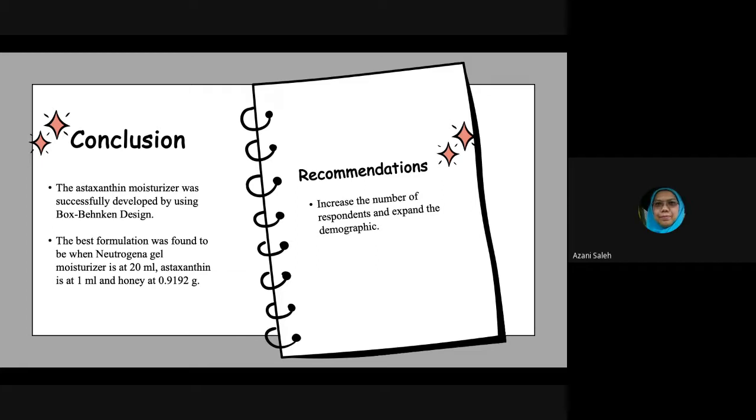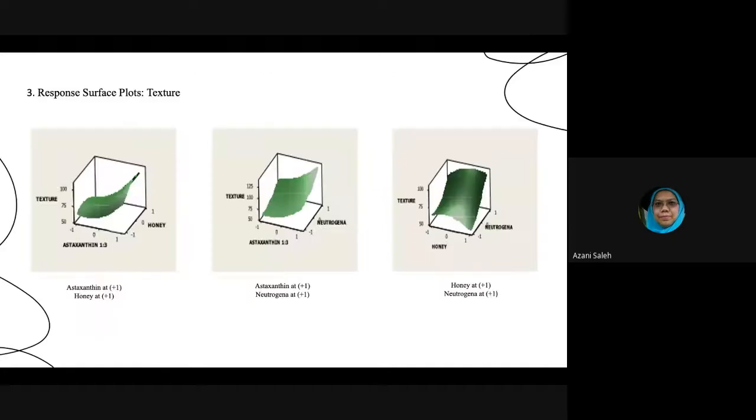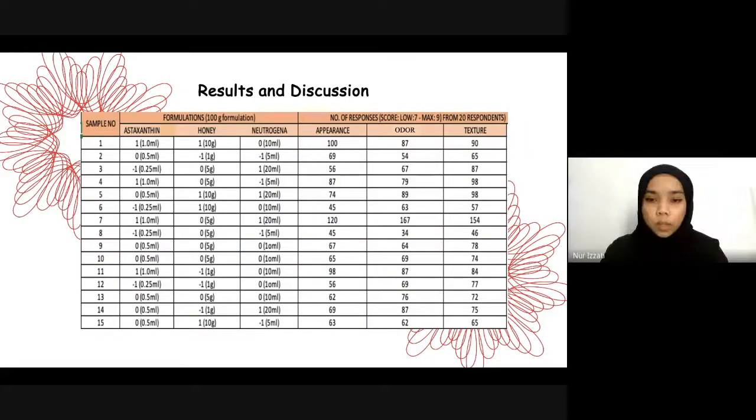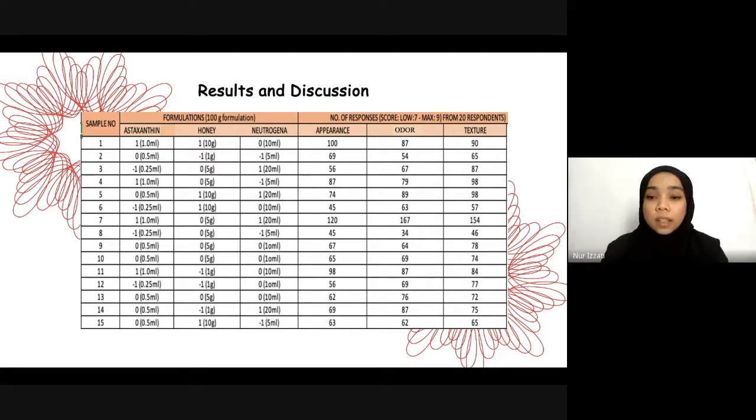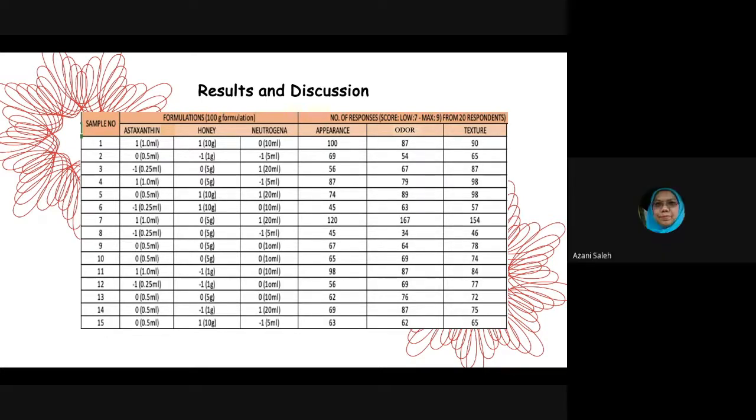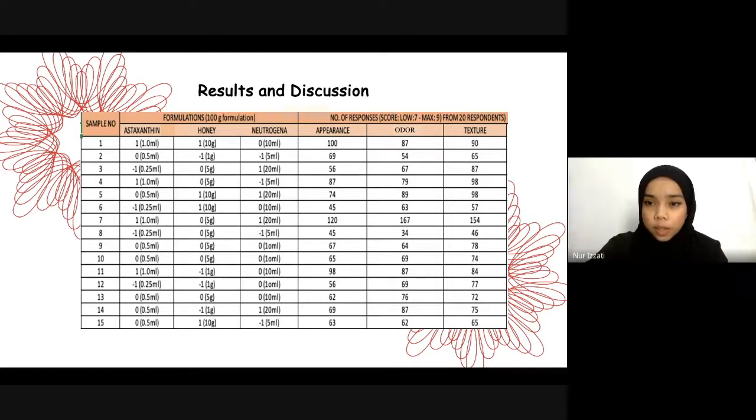Okay, may I see your table once again? The results in the table just now. This one? Yes. So what does it mean? Appearance 100%, odor 80%, texture 90%. What does the score mean? This is the total score from the 20 respondents. As you can see, the lowest score is 7 and the maximum score is 9. So I just total up all the scores and this is the value that I get.